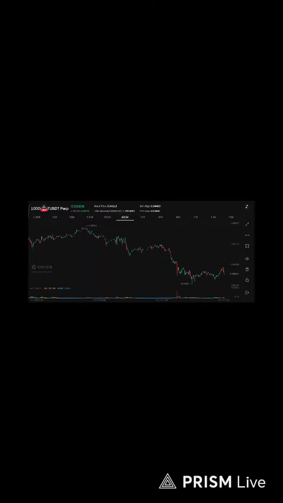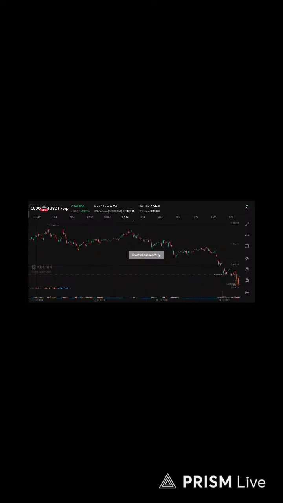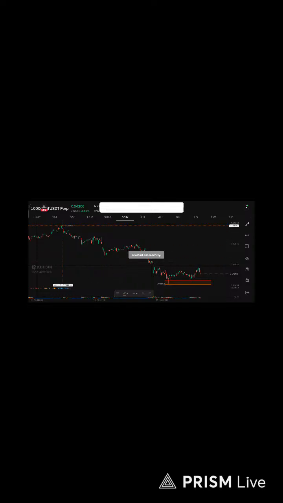So you go to the 1-hour time frame. The support is about to form here, and this is also a massive downtrend, right? This was the highest.